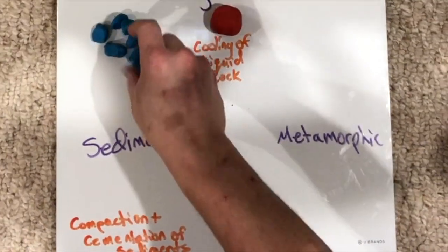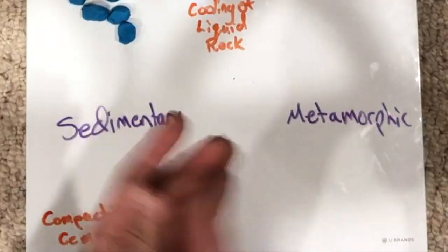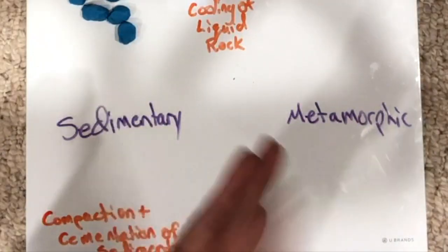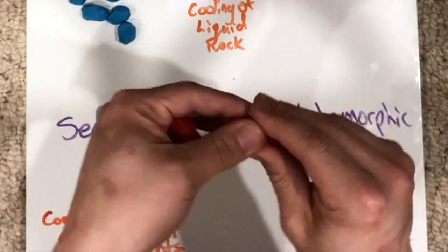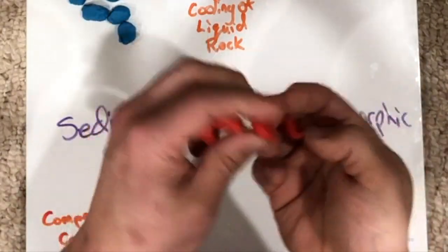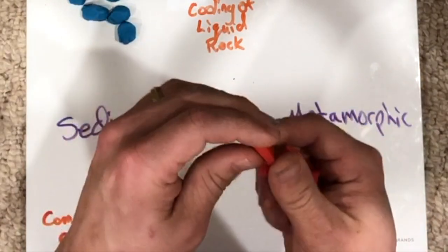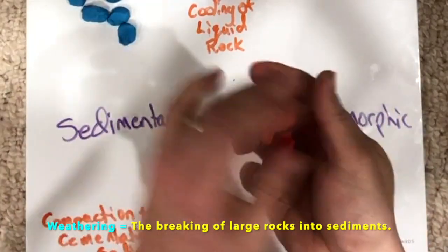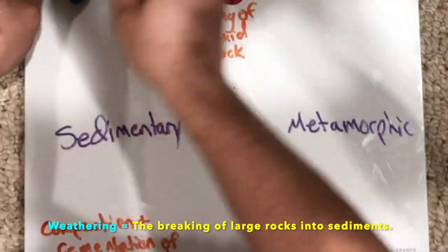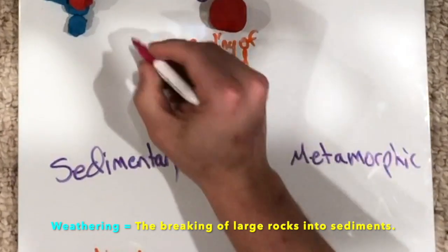Now, to really play up the difference, I'm going to get a red rock so you can also see that as well. So what we're actually doing, when we're talking about breaking apart an igneous rock or any rock into smaller pieces, we call it weathering. And weathering is simply a fancy term for the breaking of rocks.